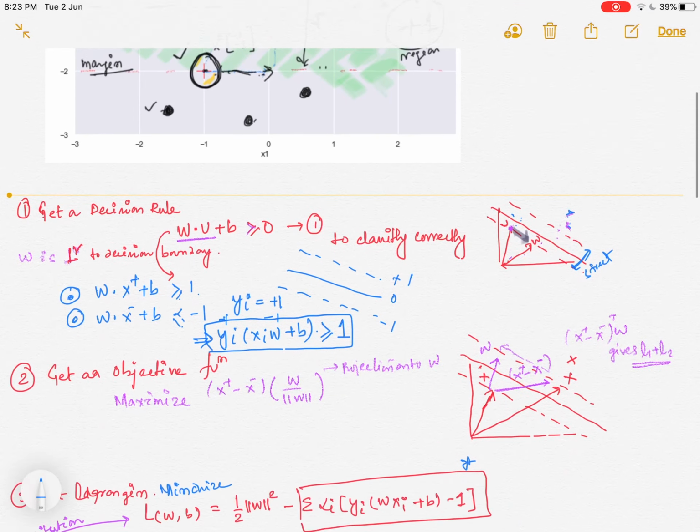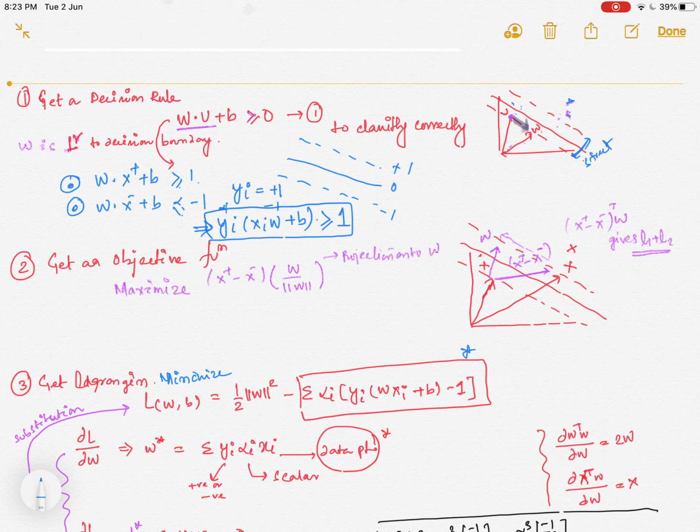Now let's create the objective function. Objective function says that if we draw a vector from the origin to a plus data point, x plus, and similarly we draw a vector to an x minus data point, then the distance between x plus and x minus is given by this particular vector x plus minus x minus. And if we project this onto the vector w, where we already said that w is the normal vector, we'll get the length of this particular street.